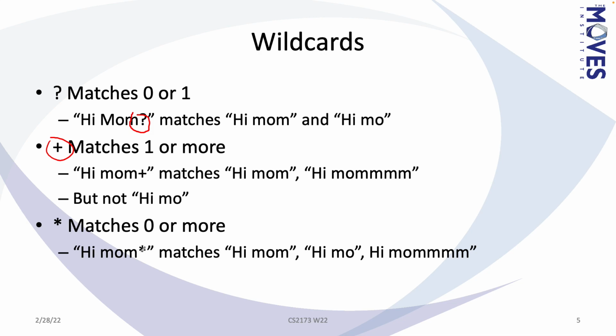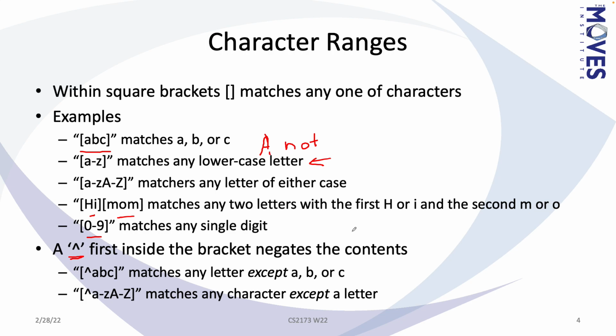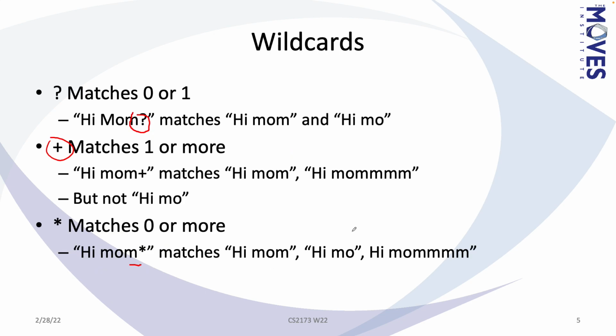And finally, star matches 0 or more. So "hi mom*" will match "hi mom," and it'll also match "hi mo," because the star modifies the M and says that can either be there or not, and there can be as many of these as I want. So this will match all of that. Up to now, everything has been kind of one thing, but these can be used to have more than one thing, especially the plus and the star.